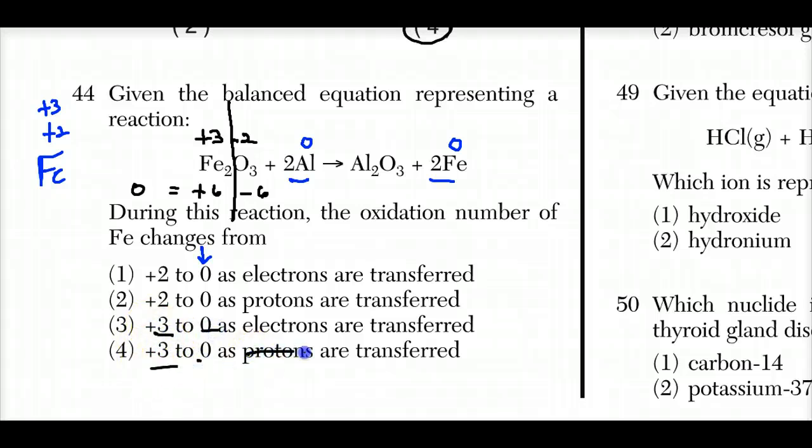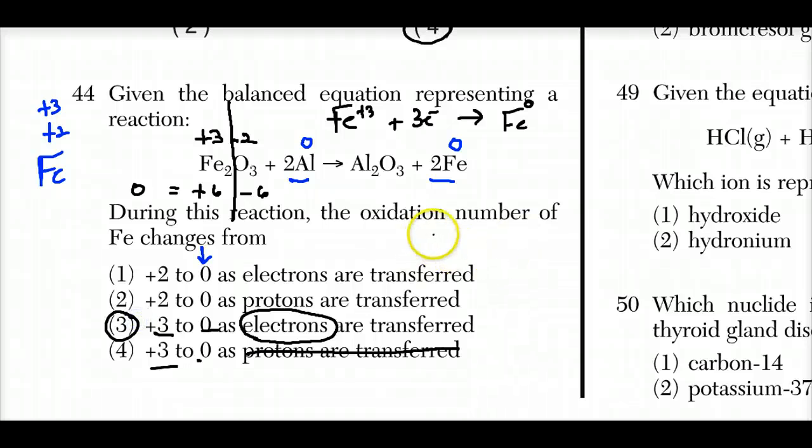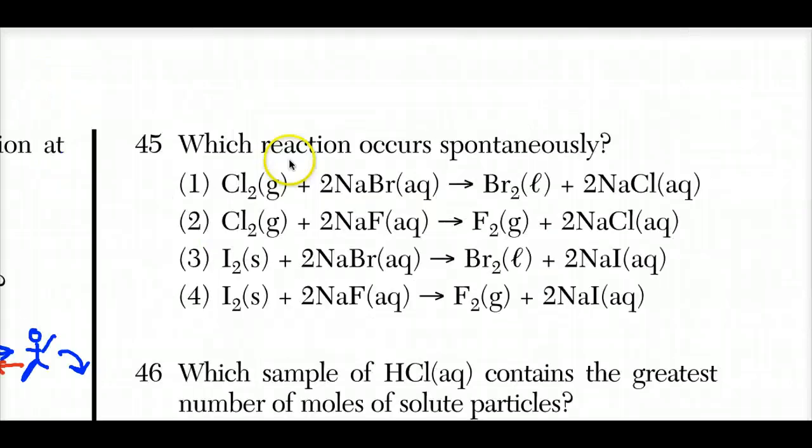And it's not about protons, it's about electrons. The entire course is essentially about electrons. Redox. Okay, iron +3 went to iron 0. How did that happen? Because it gained 3 electrons, which we call reduction. So that's all that is, +3 to 0. It got reduced because Leo the lion says grr, gaining electrons is reduction. Number 44 is 3. Number 45, which reaction occurs spontaneously?